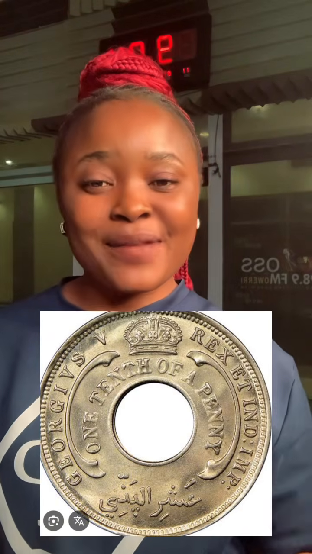All right, let's go. So the lowest money we had then was afo. Then 2 afo makes 1 penny, and 2 penny makes 1 toro, and 6 penny makes 1 sheshe, and 10 penny makes 1 shilling.